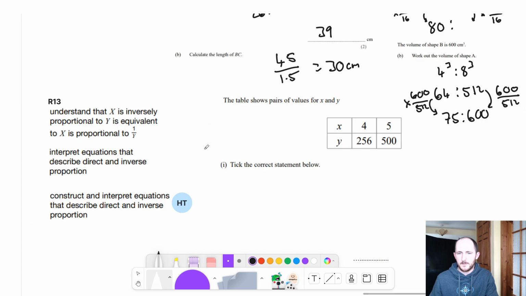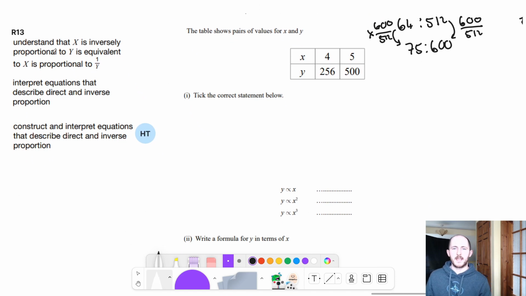Then it says that understand that x is inversely proportional to y is equivalent to x being proportional to 1 over y, interpret equations that have direct and inverse proportion. And then it also says construct equations that give direct and inverse proportion. So I thought this would be a good time for me to show you this type of question here. Again, this actually comes up with higher and foundation.